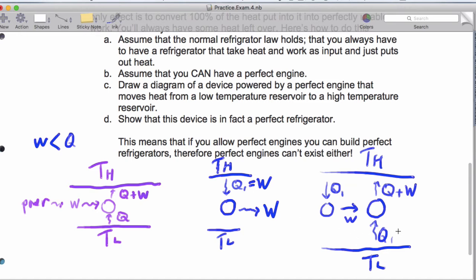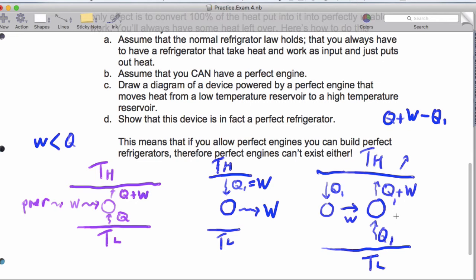Now check this out. I've got heat Q1 going up, and then check this out. I have the work going in. So I'm receiving Q plus W, and I'm sucking out Q1. So the total amount of energy that gets dumped into the high temperature reservoir is going to be Q plus W minus Q1.